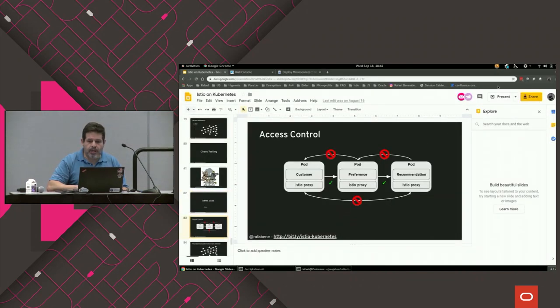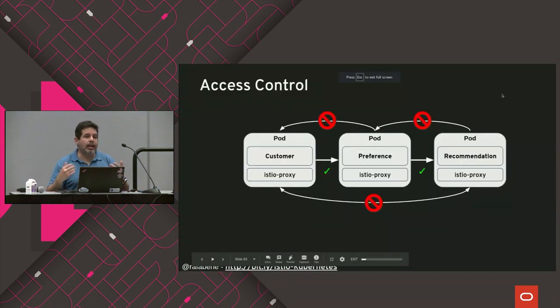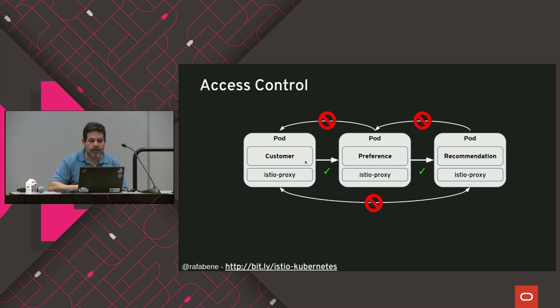I can write whitelists and blacklists for access. So for example, I can create a blacklist, where I deny everything and allow just the communication between customer and preference and recommendation. I can create a whitelist. Everything is denied, but only these requests are allowed. Blacklist, everything is allowed, but I can deny recommendation, access, preference, and so on.